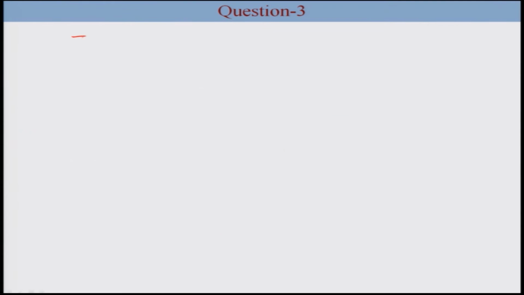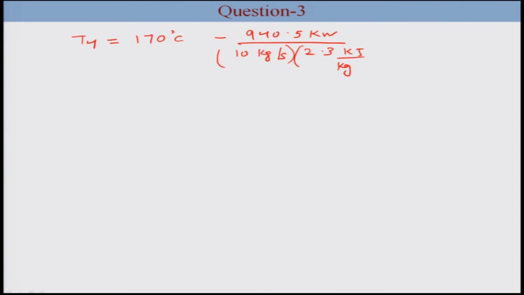So, this will give T4 is equal to 170 degrees Celsius, which is T3, minus 940.5 kilowatt divided by 10, which is the mass flow rate, and Cp, which is 2.3 kilojoule per kg degree Celsius. So, this gives a value of T4 as 129.1 degree Celsius. So, this is the exit temperature of the oil.